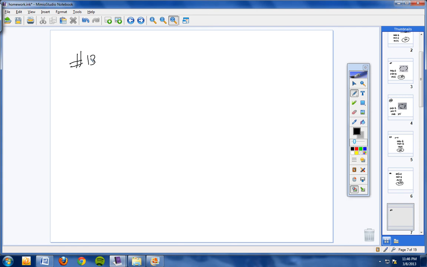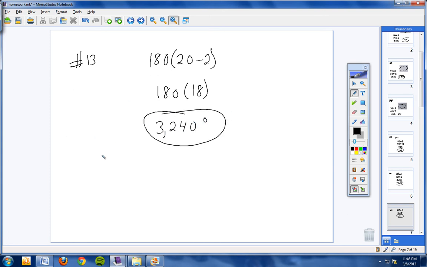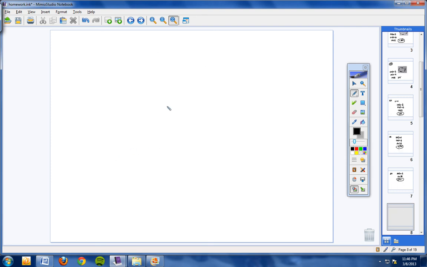Number 13, if you'll look in your book, they say n is 20. So 180 times 20 minus 2. 20 minus 2 is 18. And 180 times 18 is 3,240. So if we have a 20-sided polygon and we add up all of the interior angles, we will get a sum of 3,240. Alright, let's take a look at number 14.